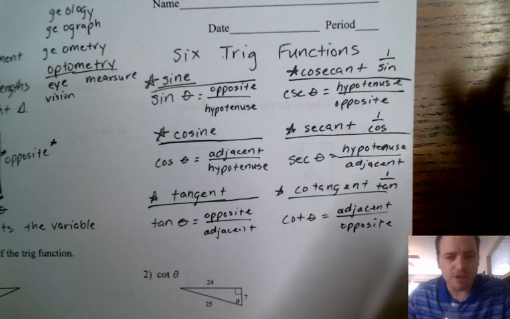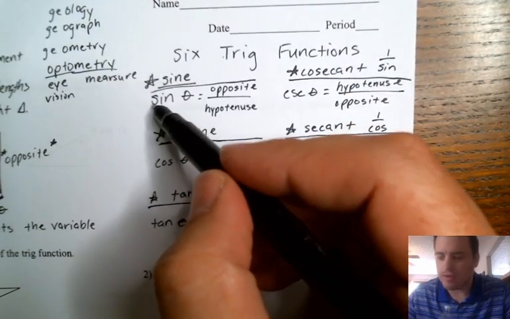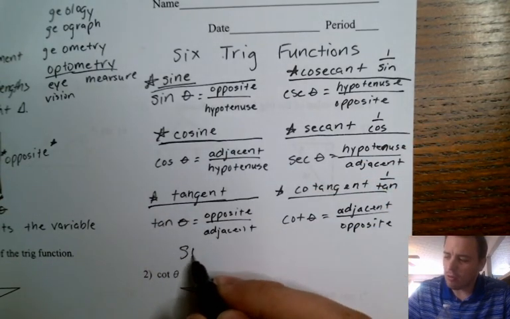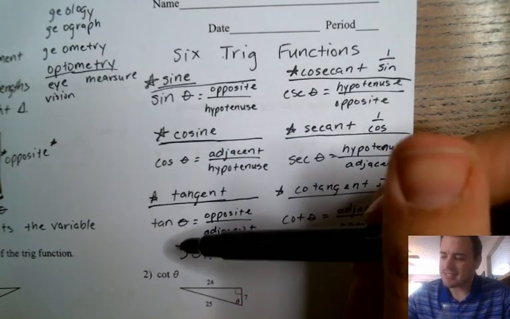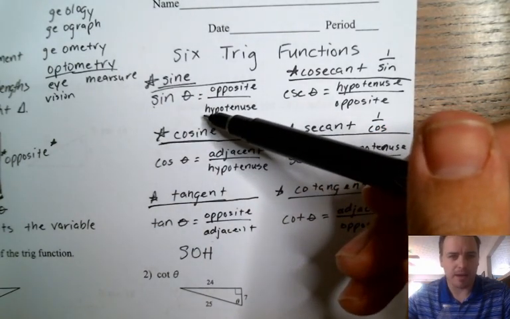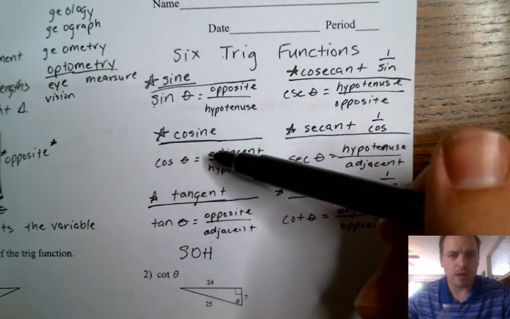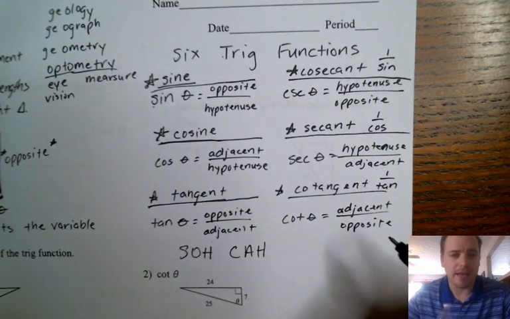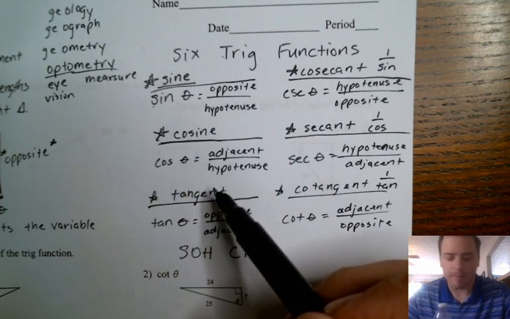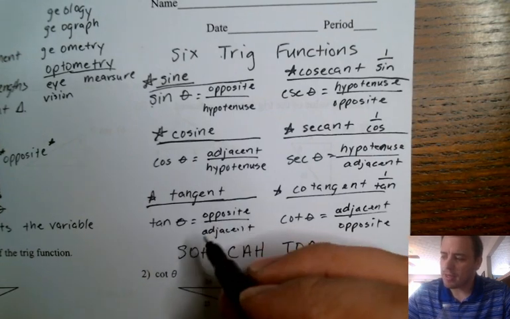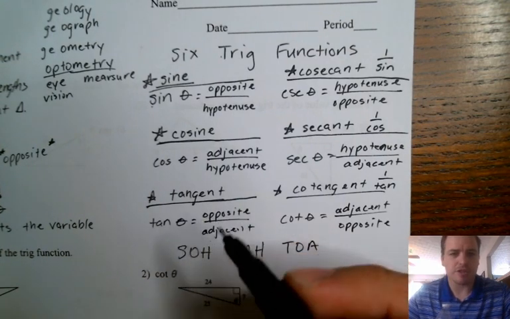What the Sohcahtoa does, Sohcahtoa includes these letters as well. So it looks like this. That's SOH: sine opposite hypotenuse. CAH, which is cosine adjacent hypotenuse. And then TOA would be tangent opposite adjacent.